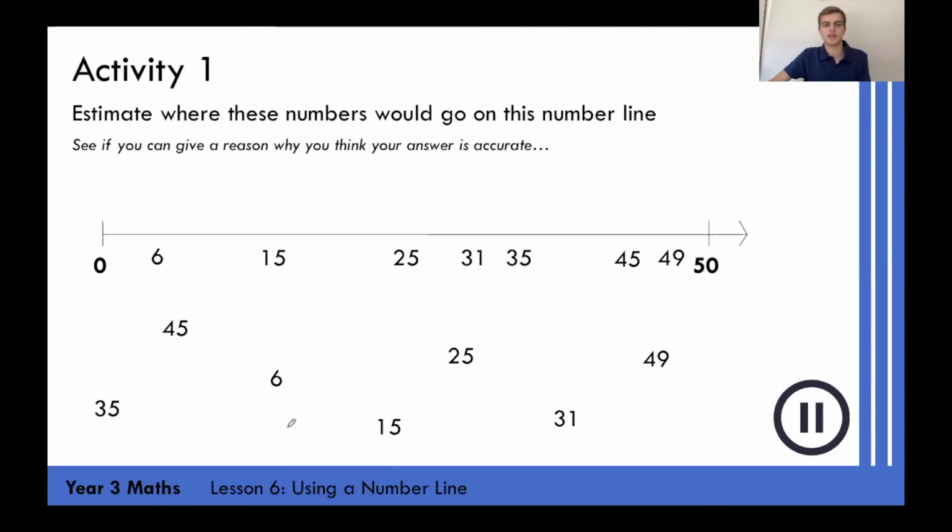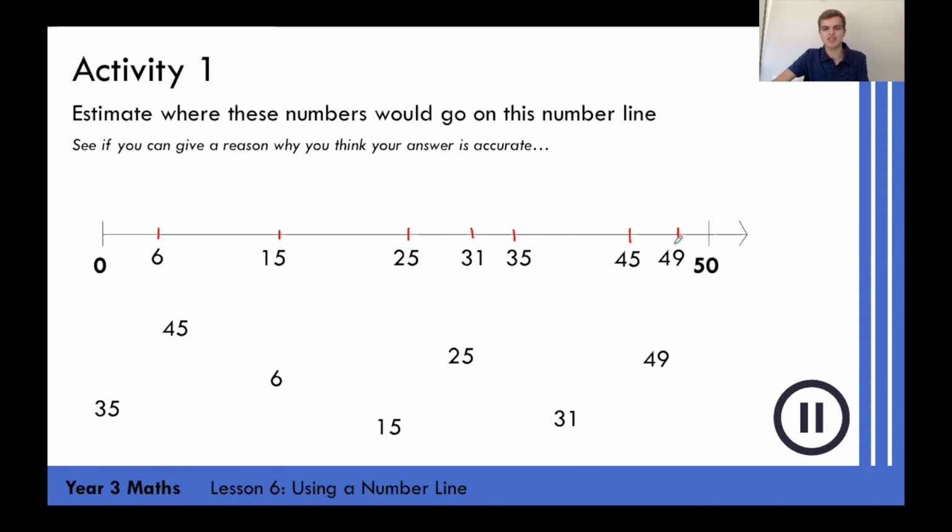This is where I've put the numbers. I've put 25 in the middle. I knew that 6 was quite close to 0, so it had to go down this end. 15 is sort of halfway between 0 and 25, which would be about 12.5, so I knew it was slightly higher there. 31 and 35 are quite close. 49 is just one less than 50, so that would have to go really close to 50. And then 45 is only 4 less than 49. So that's where I've put my numbers.